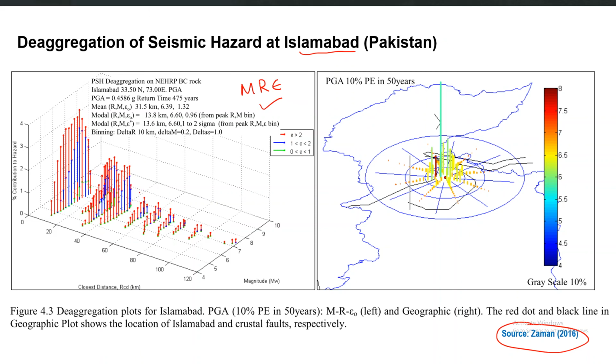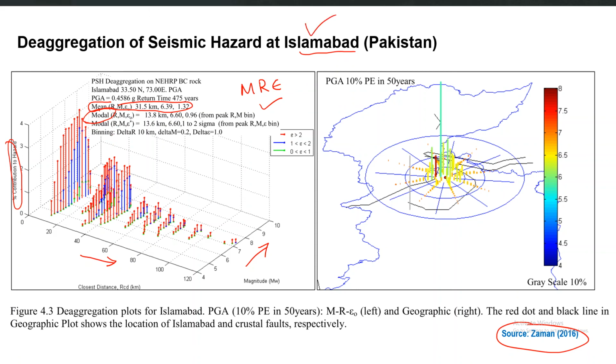So you can see here that this is the closest distance, this is the magnitude, and the percent contribution to the hazard is on the y-axis. So based on these columns, you can identify the mean MR, and also the modal MR, and that information can be used in many ways, and one of them is to use them for the selection of ground motions, or identifying the right ground motions for the purpose of dynamic analysis at this particular site.